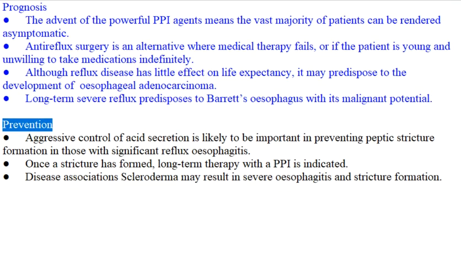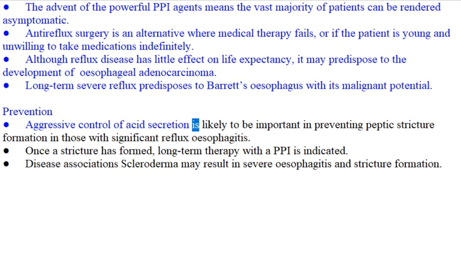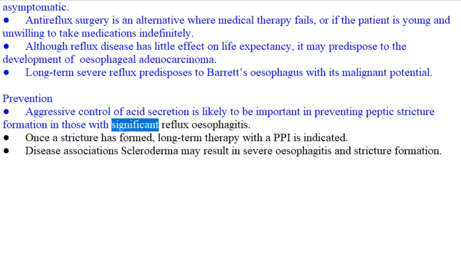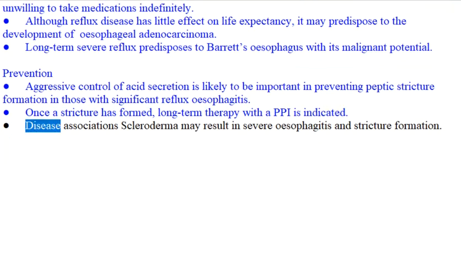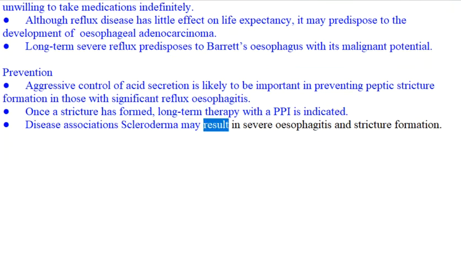Prevention. Aggressive control of acid secretion is likely to be important in preventing peptic stricture formation in those with significant reflux esophagitis. Once a stricture has formed, long-term therapy with a PPI is indicated. Disease association: scleroderma may result in severe esophagitis and stricture formation.